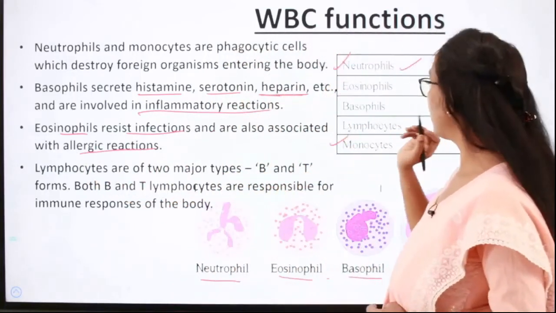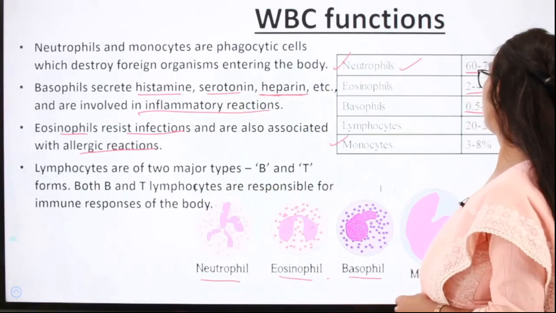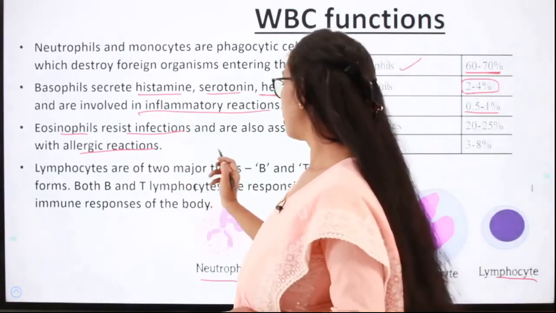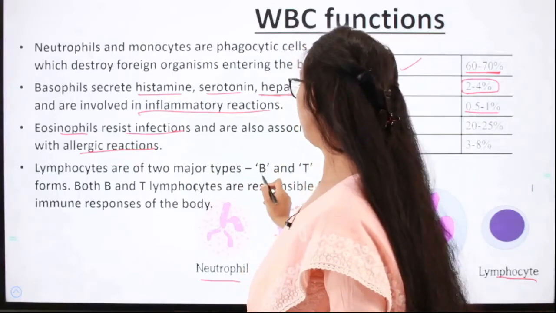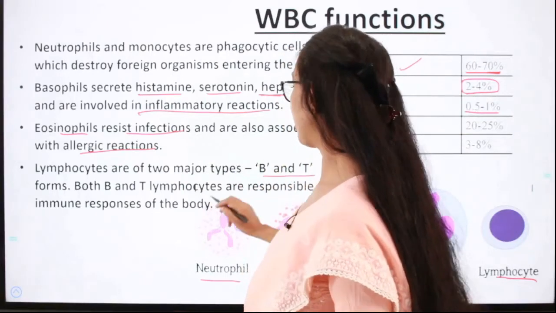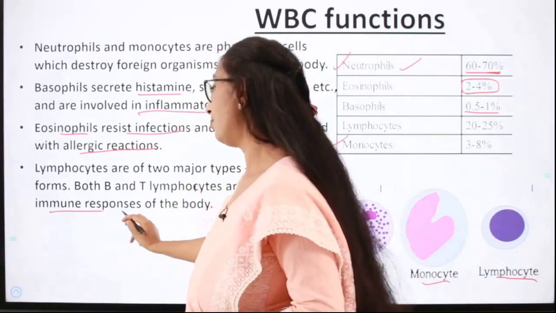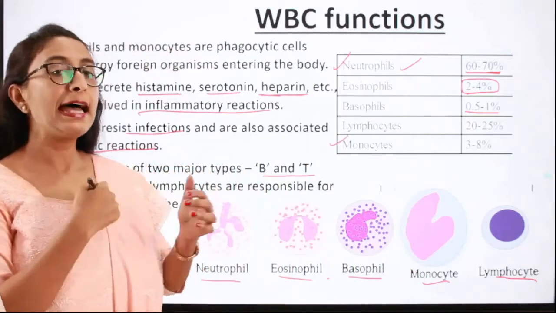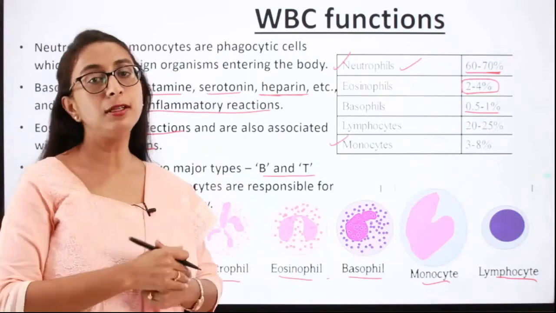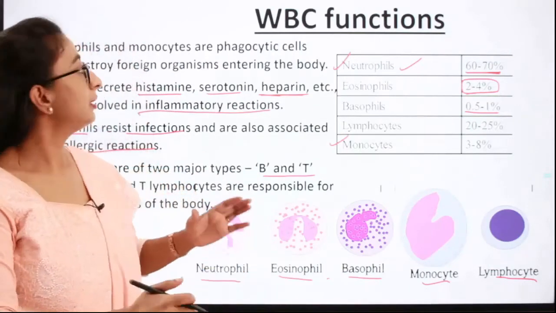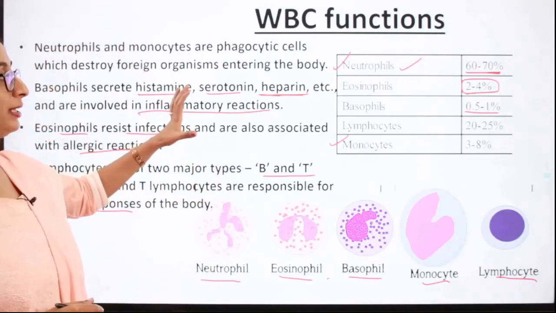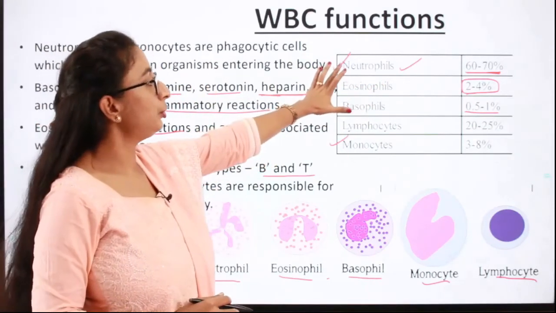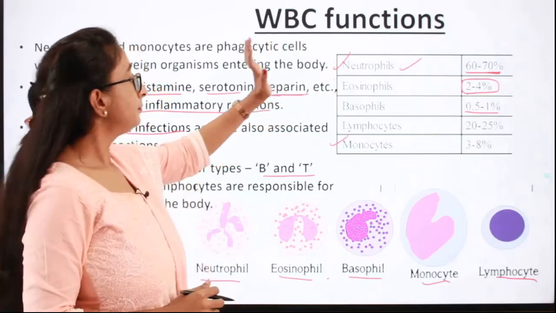What is the percentage of eosinophils? We have around 2 to 4% of eosinophils. Then come the lymphocytes, which are of two types, as I already told you. The B and the T cells are responsible for immune responses in the body. That is, B cells are responsible for production of antibodies and the T cells help the B cells in the process. These are the functions of WBCs and the percentage of WBCs present in the blood, the highest being neutrophils.